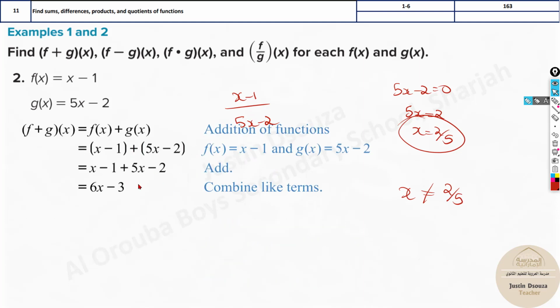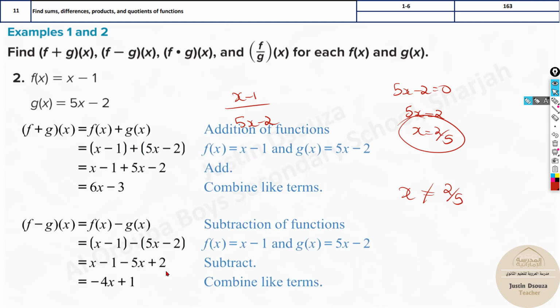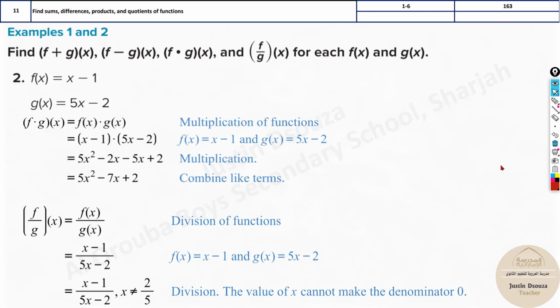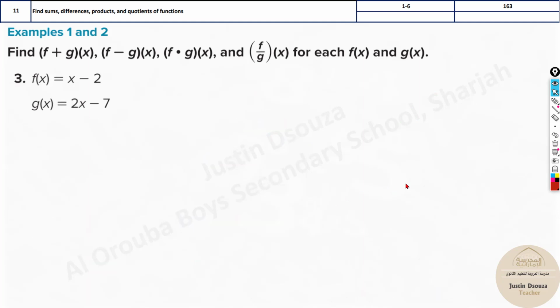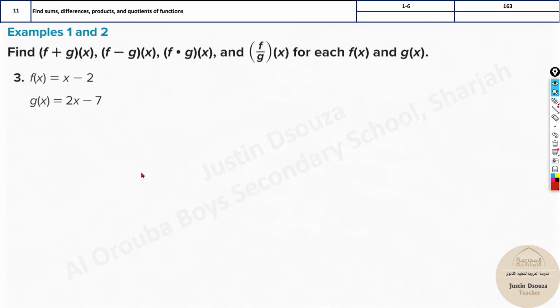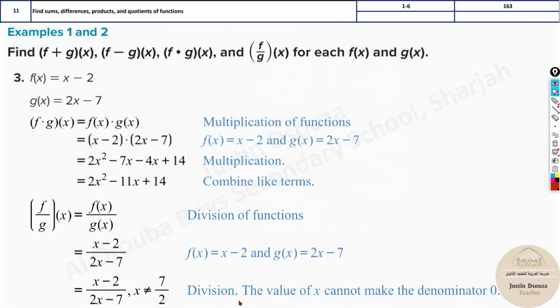See over here, this adding is very straightforward, and subtracting. We can multiply as well, and then look here, it is x minus 1 divided by 5x minus 2, but x cannot be equal to 2 by 5. Please do the other problems over here. All the detailed solutions are available, and do check your answers by solving them by yourselves.